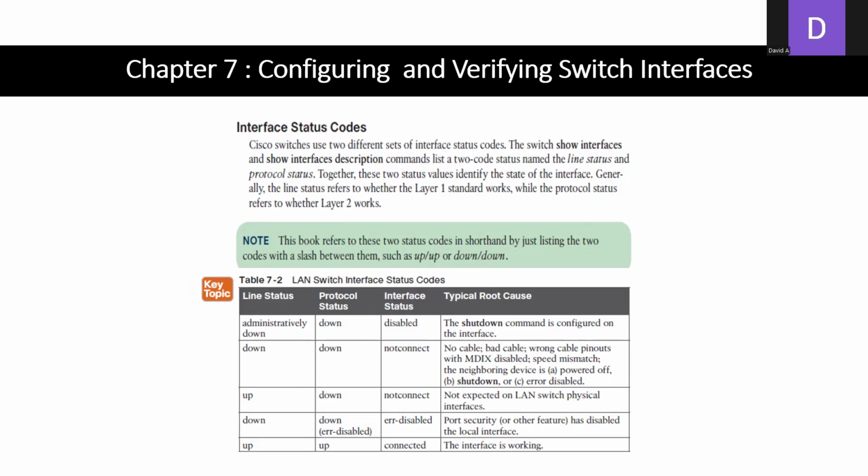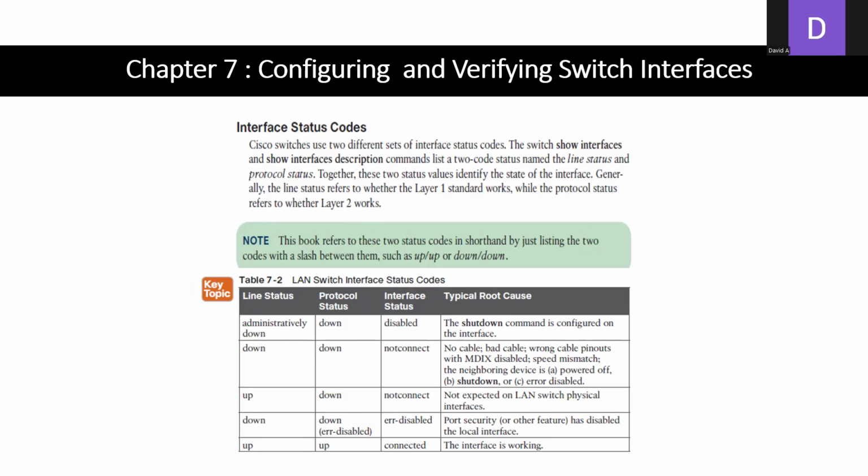Generally, the line status refers to whether layer one works, while the protocol status refers to whether layer two works. To note, the book that we're using for our studies refers to the two status codes in shorthand by just listing the two codes with a slash between them, such as up/up or down/down. So let's go over the LAN switch status codes.